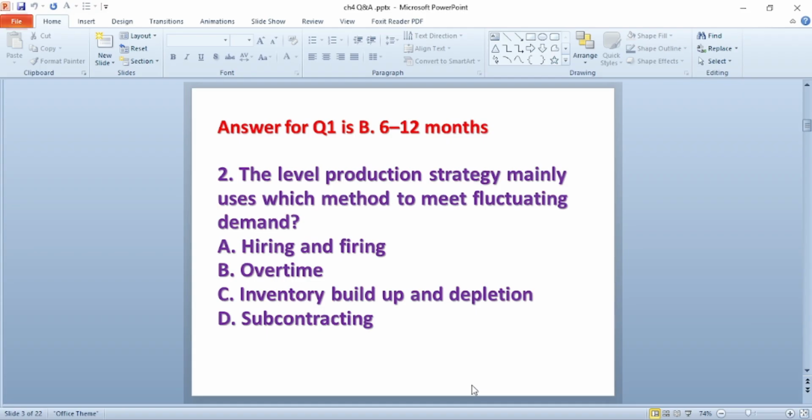Question number 2. The level production strategy mainly uses which method to meet fluctuating demand? A. Hiring and firing. B. Overtime. C. Inventory building and depletion. D. Subcontracting. The answer for this question is C, inventory build up and depletion.